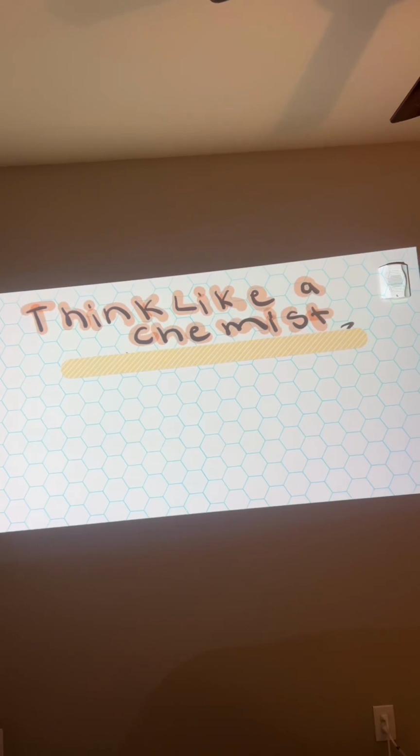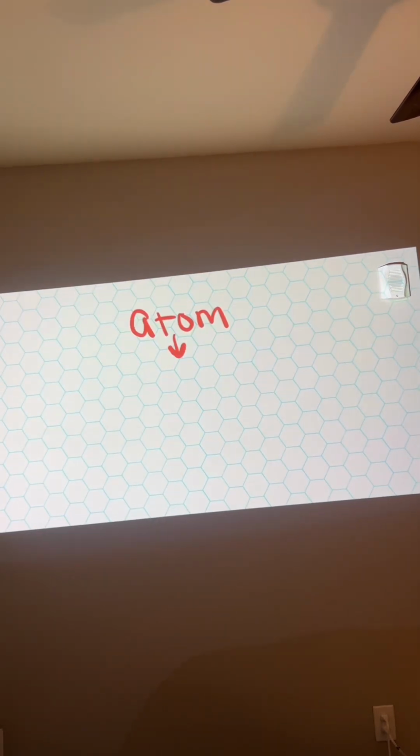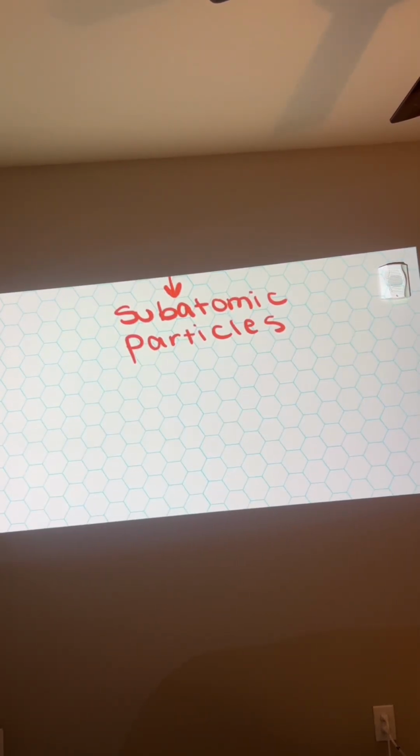To think like a chemist, you have to start at the beginning, which is learning what is an atom. Atoms are going to be the building blocks of the elements that are on the periodic table. Your atoms are going to be made of subatomic particles. There are three subatomic particles that make up an atom, which are going to be protons, neutrons, and electrons.